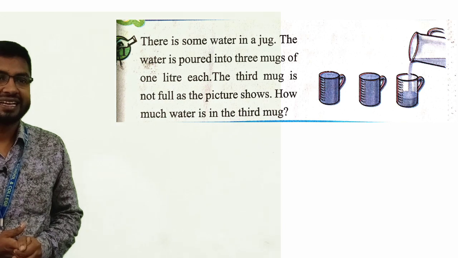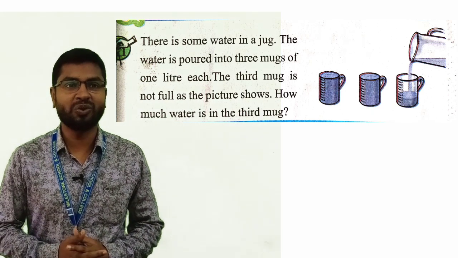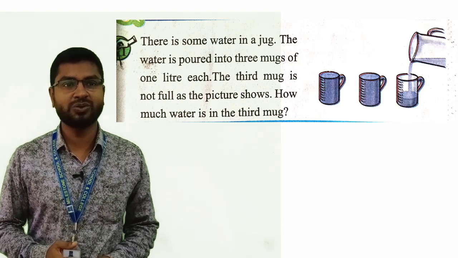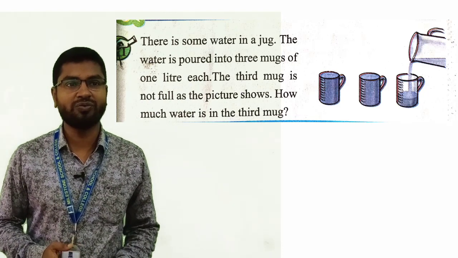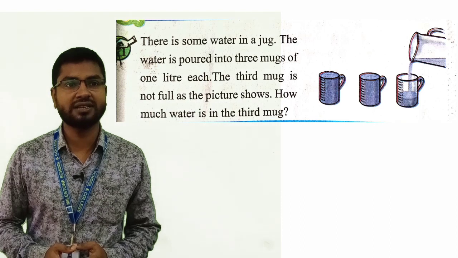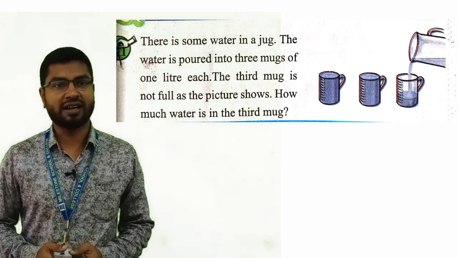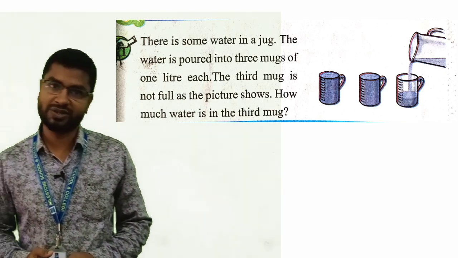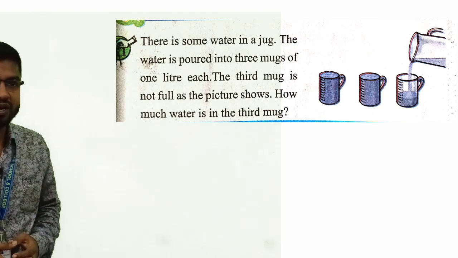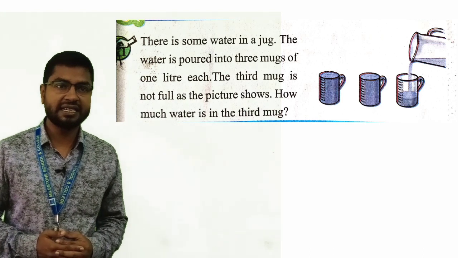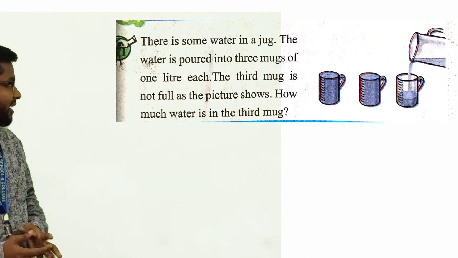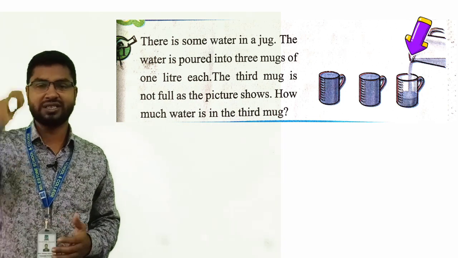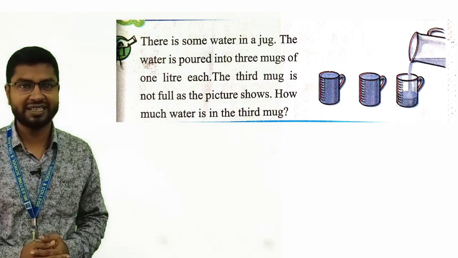See, there is some water in a jug. The water is poured into 3 mugs of 1 liter each. The third mug is not full, as the picture shows. How much water is in the third mug? Can you guess? Oh, it is difficult to identify.